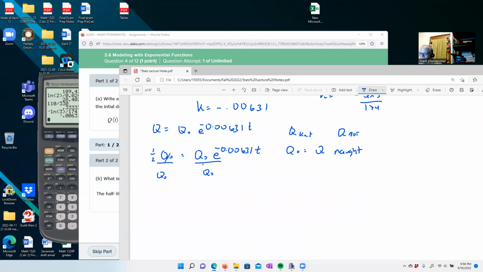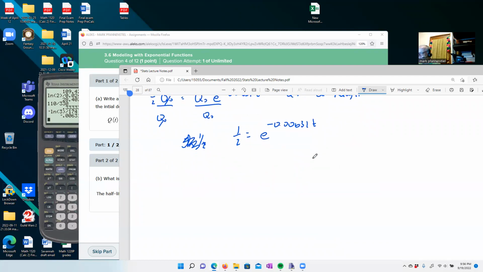Okay, so Q sub 0 cancels. We have 1/2 equals e to the negative 0.00631 t. We're going to take natural logs of both sides because we're trying to figure out what t is. So we want natural log of 1/2 equals natural log of e to the negative 0.00631 t. We took the natural log of both sides in order to pull this stuff down in front.